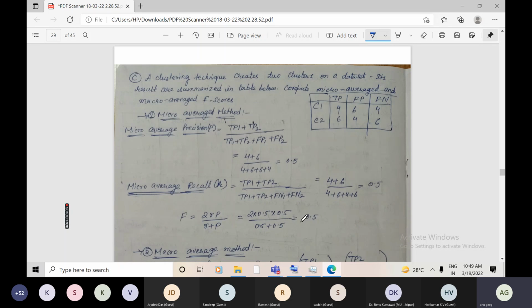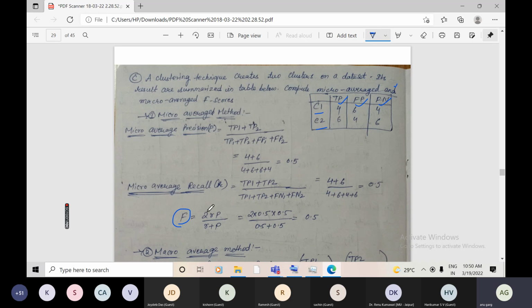Okay, next, this is also from some previous question paper I took, but this has not been taught in the class in any section. I checked this particular concept. Here they have given us this contingency matrix where they have written all these true positives, false negatives for 2 clusters. And using micro averaged and macro averaged method, we need to find F score.